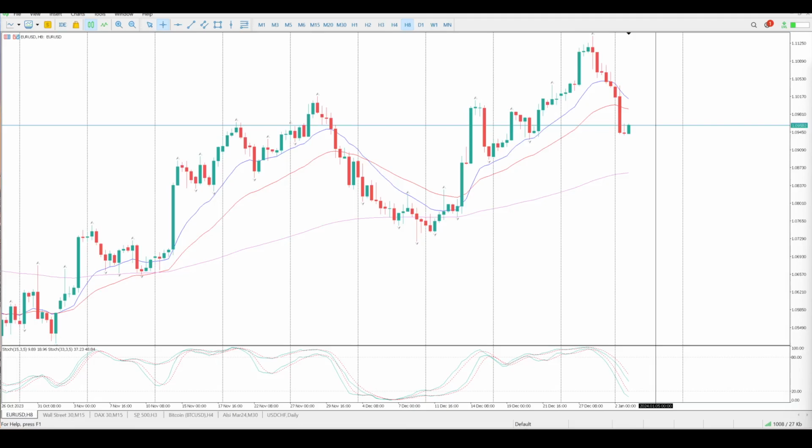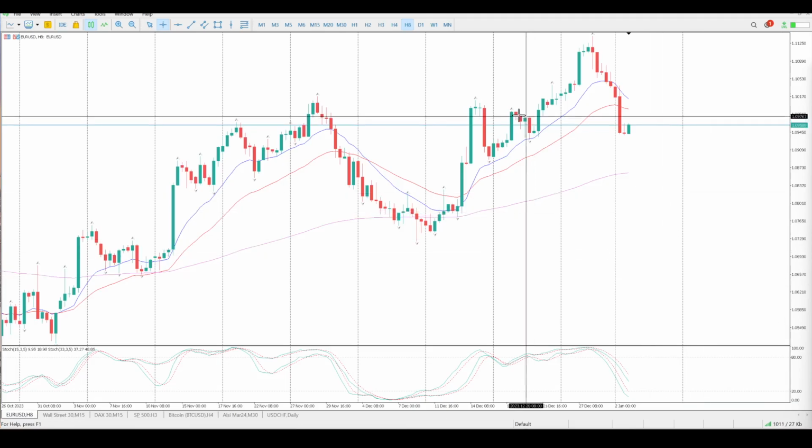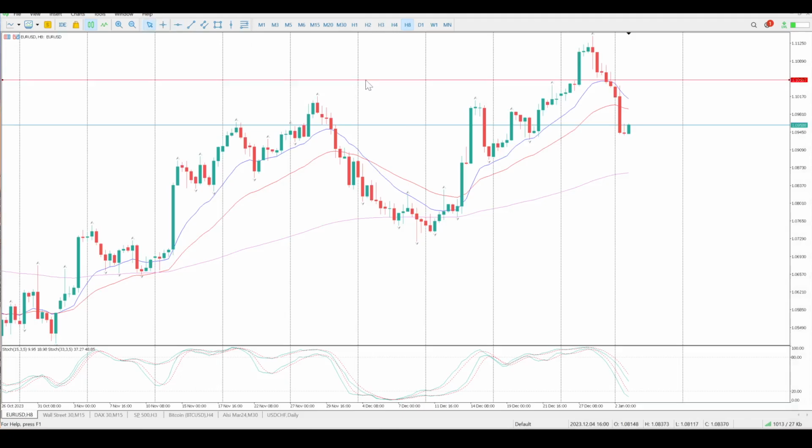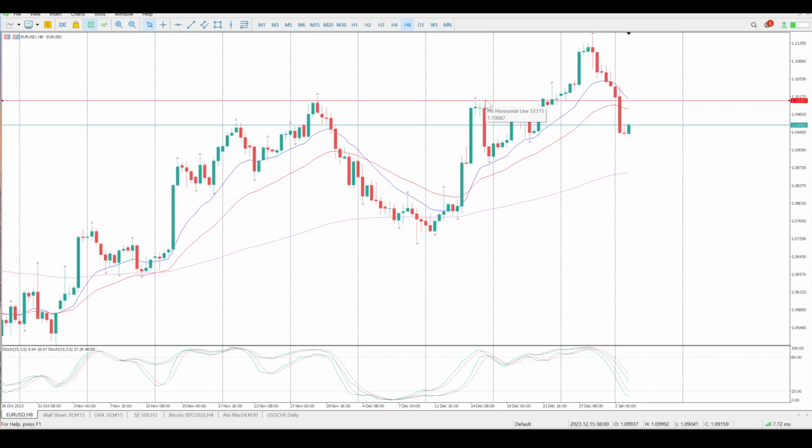So first things first, on the 8 hour, we basically blasted through all these levels, and ultimately this here at 110.087, that was what we were expecting a bounce off. We didn't really get it. We broke through it to the downside. Nothing wrong with that. That's the way the cookie crumbles quite often.